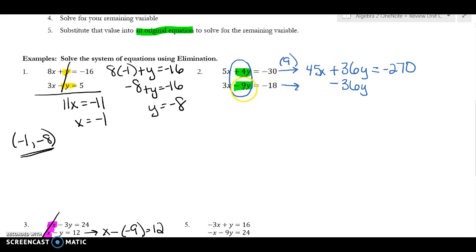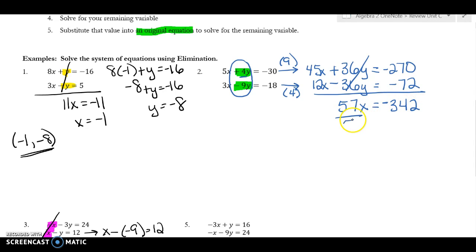And so this bottom one, to get from 9 to 36, I multiplied by 4. So I have to multiply that whole row by 4. And 18 times 4 is 72, so negative 72. Now I have a positive and a negative, and they're gone. So I get 57x is equal to negative 342. And I'm going to divide by 57, and I'm going to get negative 6. So my first answer is negative 6.